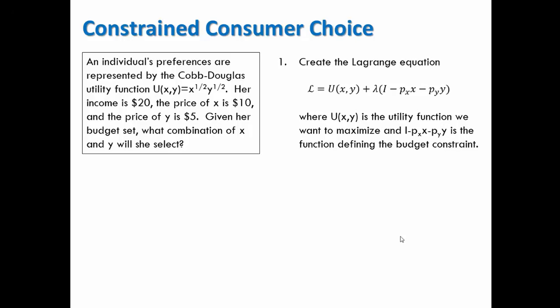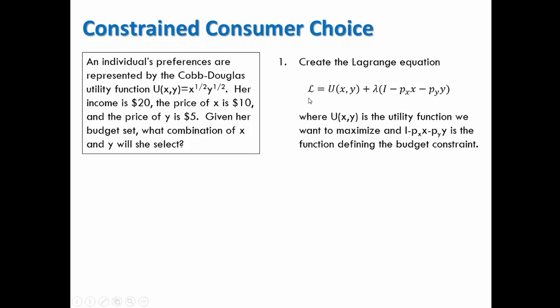I could have asked this as, what's her utility maximizing combination? Or what's the point at which her indifference curve would be tangent to her budget line? The first of 3 steps here is going to be to create the Lagrange equation. The Lagrange equation is always going to be set up the same way.